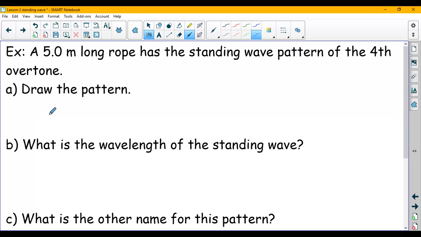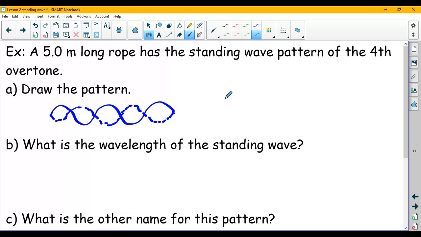So the first thing I know is my first pattern would have been the fundamental frequency, then the first overtone, the second overtone, the third overtone, and the fourth overtone. Each loop or antinode is going to be one of the patterns, right? So I can just count it out. I know my fourth overtone, because it starts with the fundamental frequency, has 5 loops or antinodes.